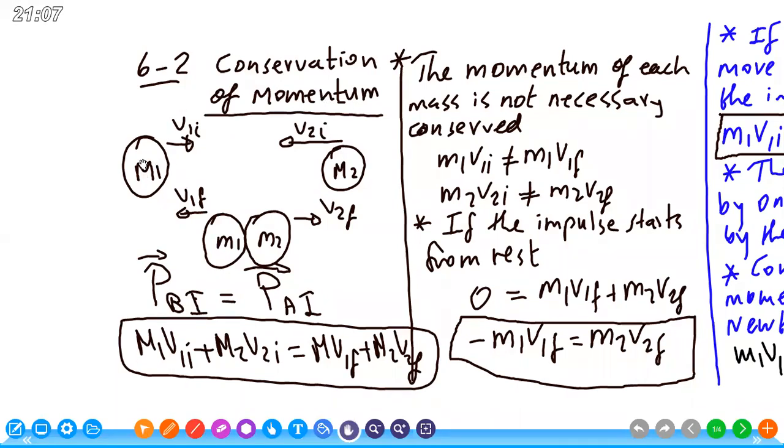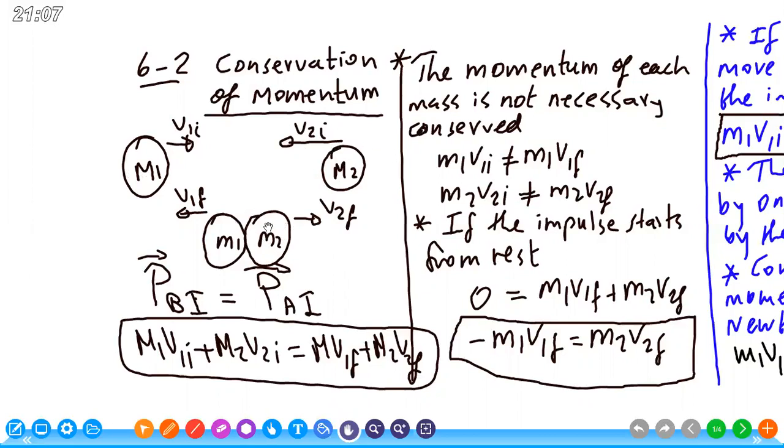Conservation of momentum. Suppose two masses M1 and M2, two billiard balls, for example, are going towards each other. M1 with V1 initial, M2 with V2 initial. I will consider that initial means before the impulse, and from now on final means after the impulse. So the two masses are going towards each other, one with V1 initial and the other with V2 initial.